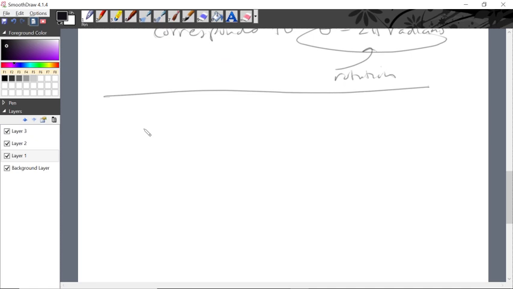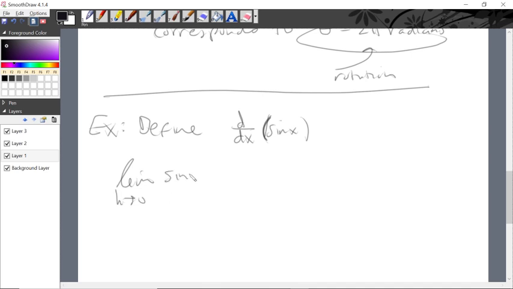Okay, so now let's start taking a look at derivatives of trigonometric functions. Let's start by defining the derivative of the sine of x. Let's find out what is the derivative of the sine of x. So here I'm going to write out the limit definition. The limit as h goes to 0 of the sine of x plus h, assuming that x is in radians now, minus the sine of x, over h.